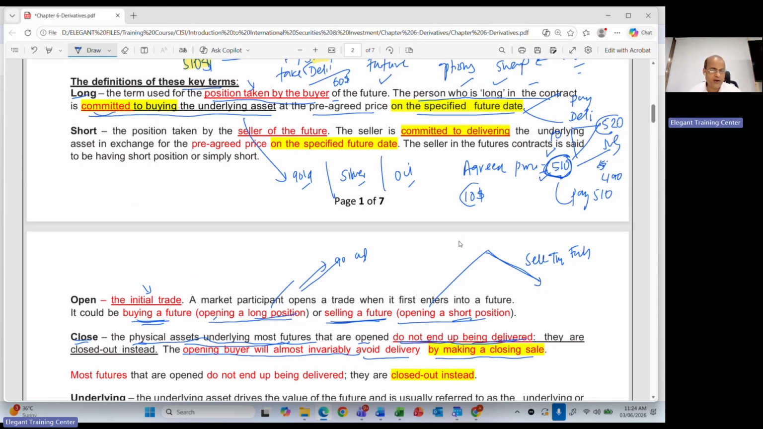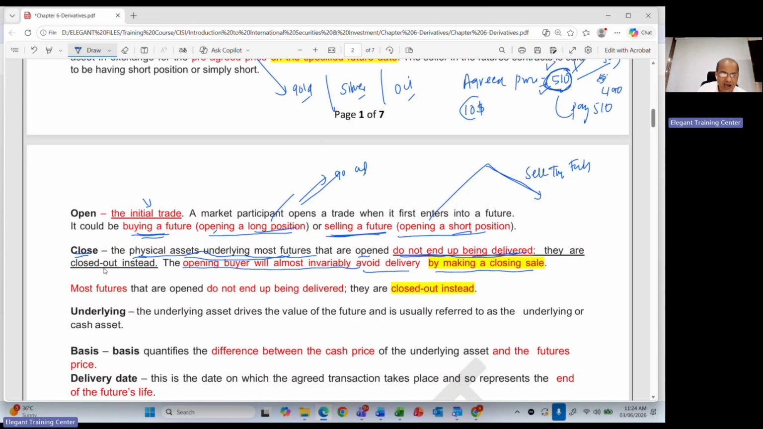So you are not taking delivery. That's called closed out instead. It means you don't take the delivery, you don't pay, you just ask for the difference. That's called closed out.